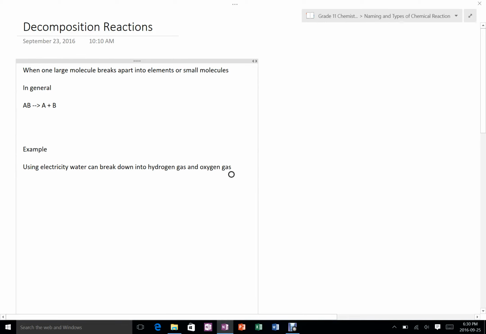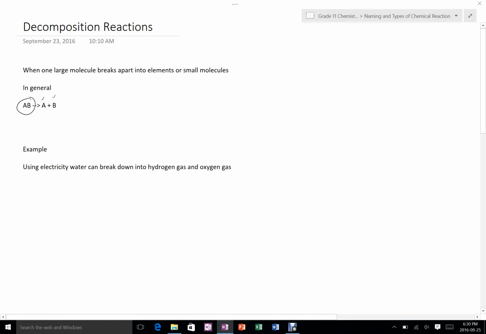Alright, this is going to be a quick video on decomposition reactions. Decomposition reactions occur when one large molecule breaks into smaller molecules or into the elements. So here we can see we have one molecule AB and it's breaking into A and B. So it's breaking into two pieces.